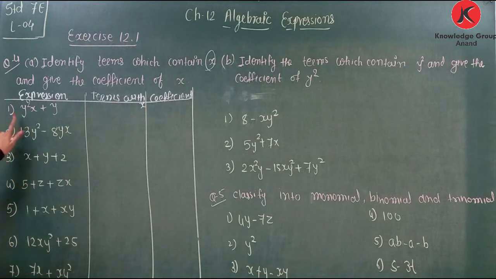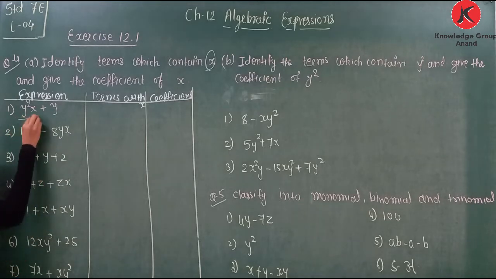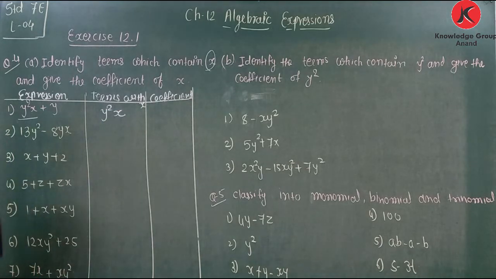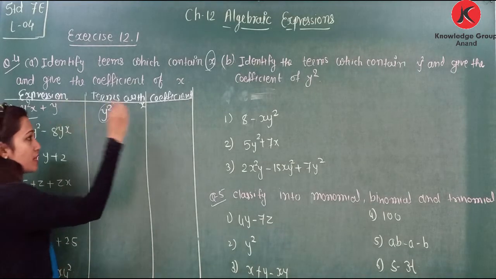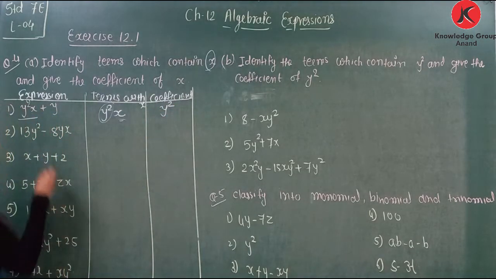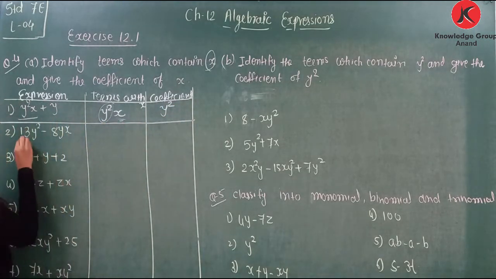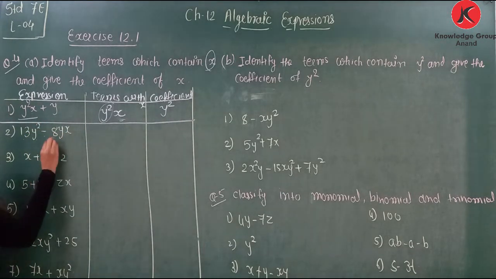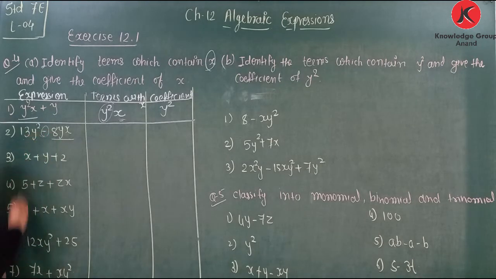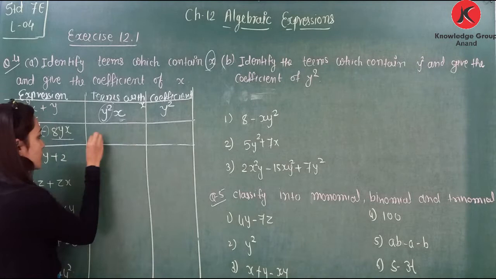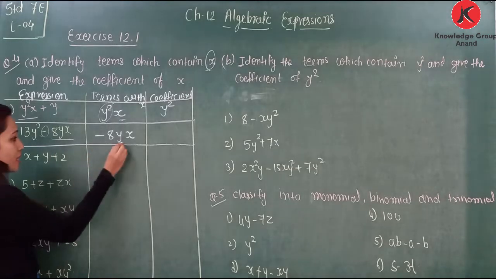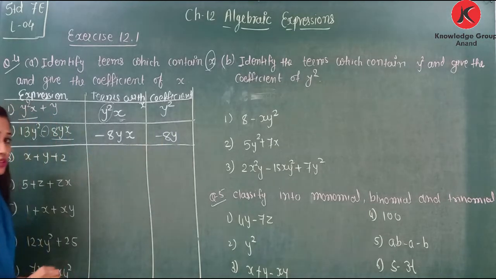So the first expression is y square x plus y. Which term contains x? Only this one. So the term with x is y square x. Now what is there in multiplication with x? With x there is a multiplication of y square. So y square will be the coefficient. Next one, 13y square minus 8yx. Which term contains x? That is minus 8yx. Do not forget to write the sign. So the term with x is minus 8yx. Now what is there in multiplication with x? Minus 8y, so that will be its coefficient.